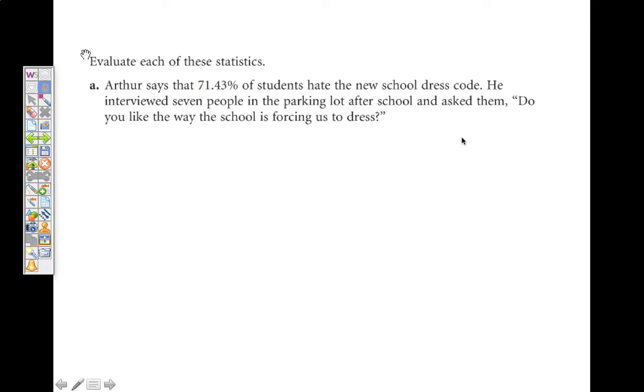Let's evaluate each of these statistics. Arthur says that 71.43% of the students hate the new school dress code. He interviewed 7 people in the parking lot after school and asked them, do you like the way the school is forcing us to dress? So first of all, what kind of study is this? Is it an experiment, an observation, or a survey? And so this would be a survey. He's interviewing 7 people. And the next question would be, is there any bias in this? And you could say, well, the way he asked the question, do you like the way the school is forcing us to dress? That kind of throws bias or shows his opinion and might influence the answers of his subjects.